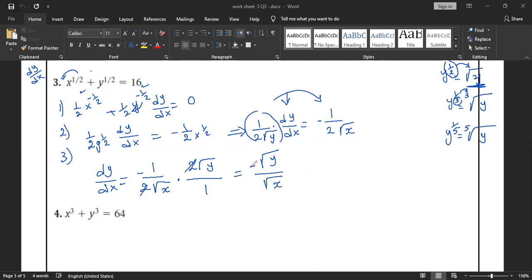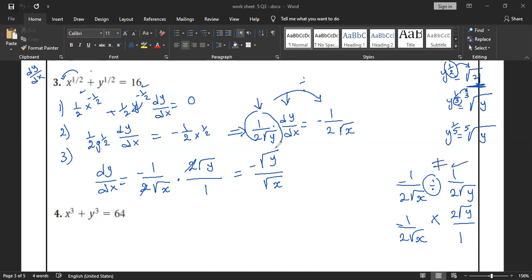Clear? I'd like to show you how we get this one. Why do we multiply by its reciprocal? Because this one means negative 1 over 2 square root x. This one goes to divide. Divide what? 1 over 2 square root y. Divide means multiply by its reciprocal. So what? Reciprocal, 2 root y over 1. Okay, that is the meaning. To cancel multiplying by any fraction, I multiply by its reciprocal. If you use this way, okay, but if you use this one, no problem. Okay, that is the derivative of this implicit function.